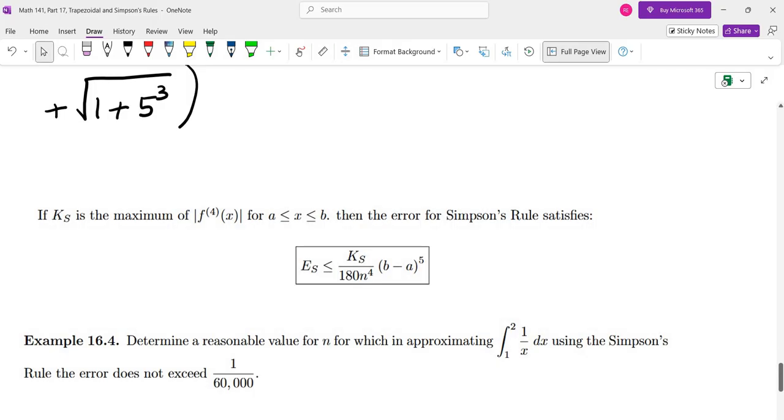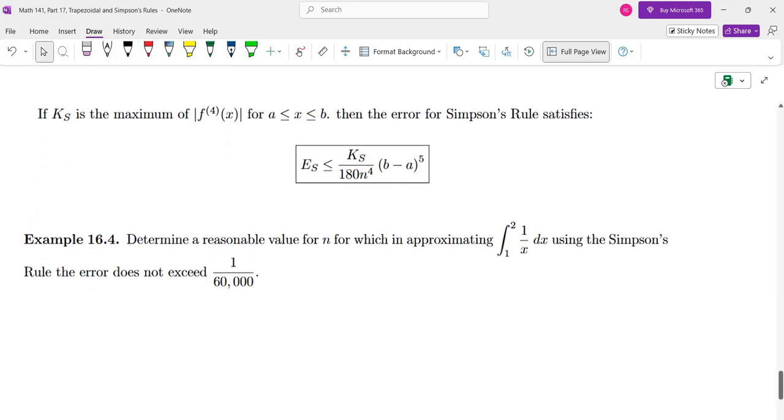Okay, so finally, the last thing we're going to have to talk about is what is the error in this case. So the error in this case is much smaller, and I will illustrate that with the next example. So if k sub s is the maximum of the fourth derivative, in this case we have to find the fourth derivative, then the error would be k sub s divided by 180 n to the fourth. So as n gets large, this quantity becomes smaller much more rapidly than if you had n squared at the bottom.